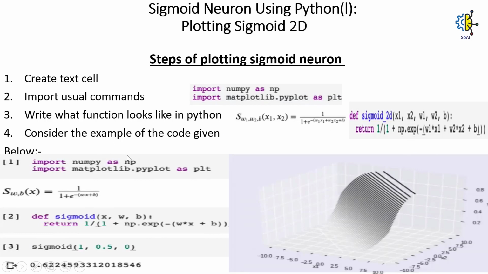Now consider the example of code given. Here you can see the sigmoid with parameters 1, 0.5. In the third cell, you can see the sigmoid with three parameters and three values 1, 0.5, 0, which directly calls this function and it will return the value which is this.